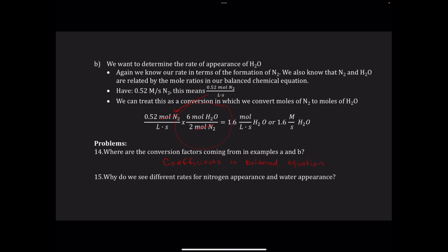So then we're asked, why do we see different rates for nitrogen appearance and water appearance? So the nitrogen gets formed at a rate of 0.52 molarity per second, but the water is getting formed at a rate of 1.6 molarity per second. We're seeing that difference in rate because of the number of molecules that actually get formed according to that chemical equation. It's the result of having different mole ratios.